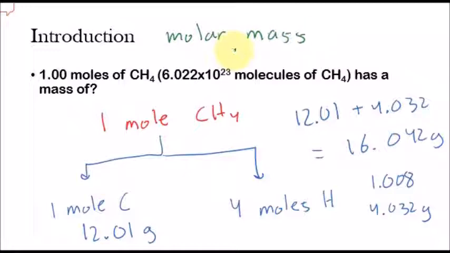So molar mass of an element or a compound is just what the mass of that substance would be for 1 mole of that substance. What would the mass of 1 mole of that substance be? In the case of carbon, you'd say the molar mass of carbon is 12.01 grams. Hydrogen, we'd say the molar mass of hydrogen is 1.008 grams. And for this molecule, CH4, also known as methane, we'd say the molar mass of methane is 16.042 grams. Okay? So molar mass is what the mass of 1 mole of that substance would be.